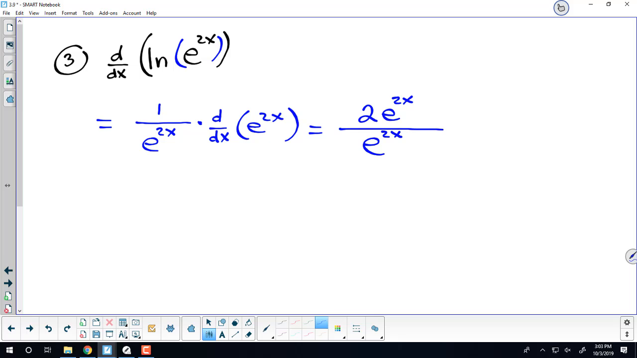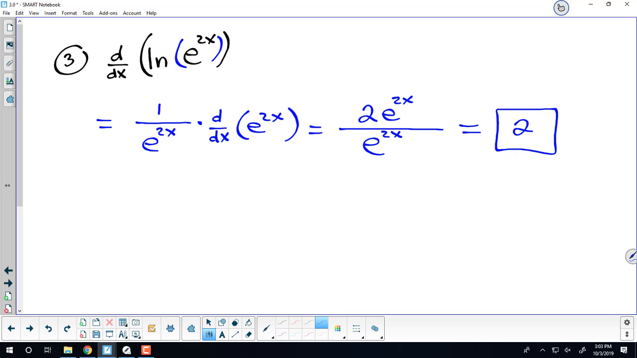Remember, the derivative of e to any power is e to that power times the derivative of its power. Those cancel out, and we're left with 2. You can skip that whole process though, because the natural log of e to the 2x is just 2x. So the derivative of 2x is 2, and you don't have to do anything.